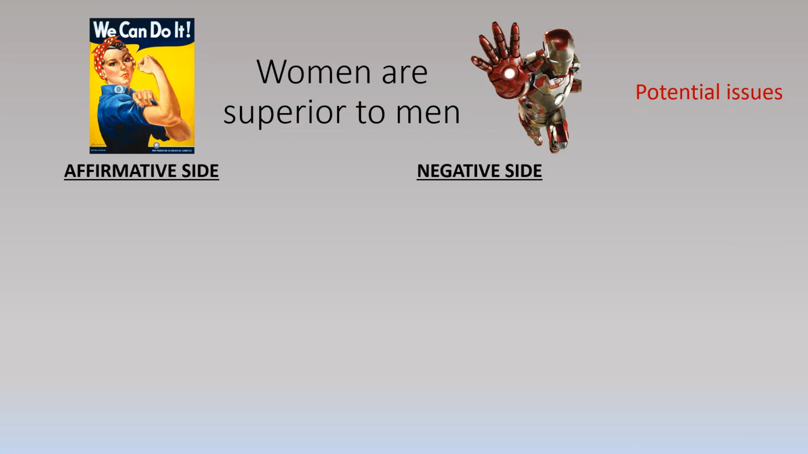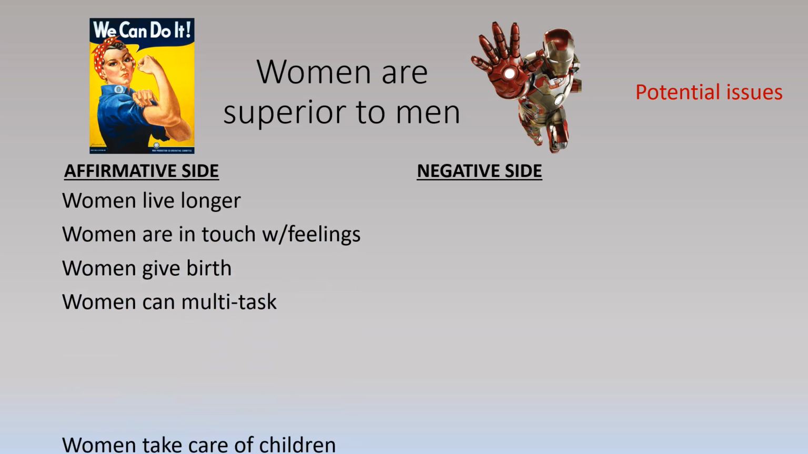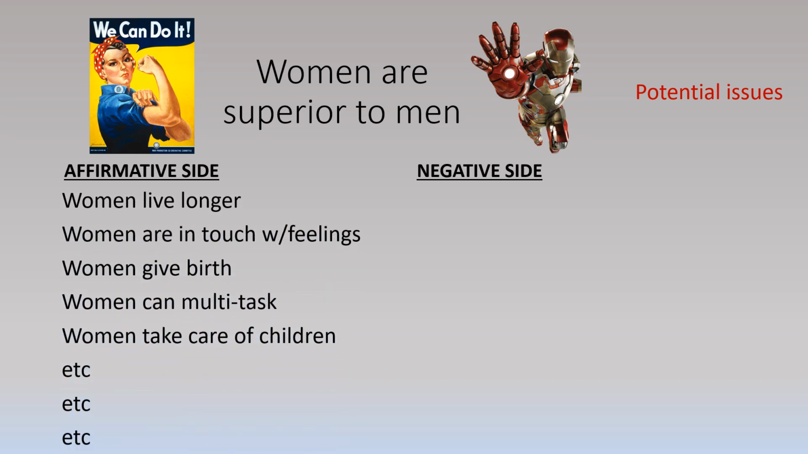So that means if we look at potential issues as the first, we have things like women live longer, women are more in touch with their feelings, women can give birth, women can multitask, women take care of children, etc., etc. I mean, this is a very, very small list, but you could go into lots of detail on all the possible issues you could bring up in terms of why women might be superior to men. And then we do the flip side on the negative side. So each side does their own list of potential issues.